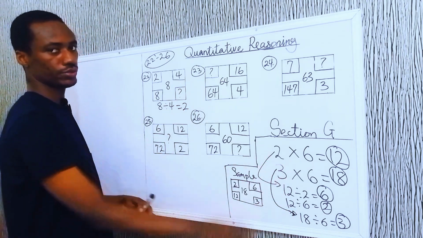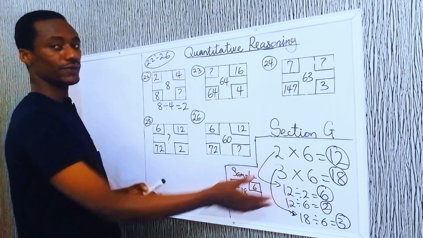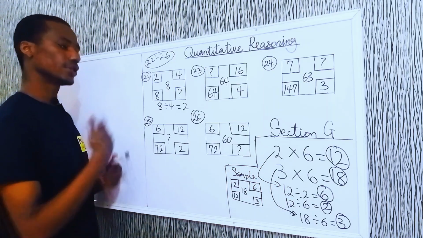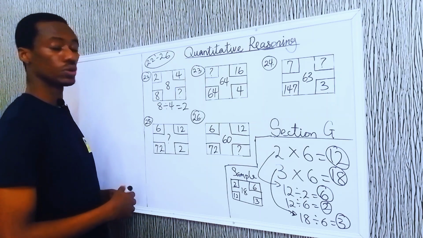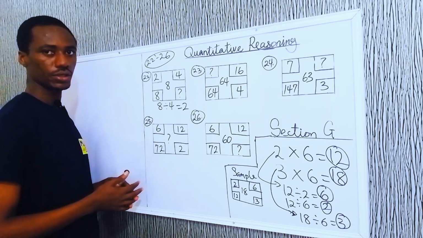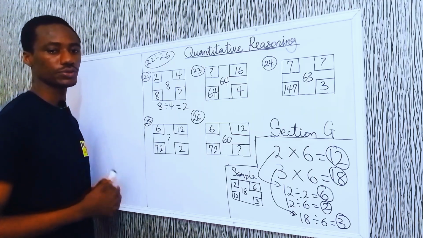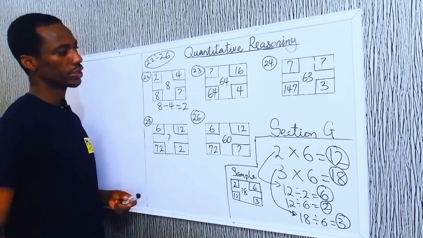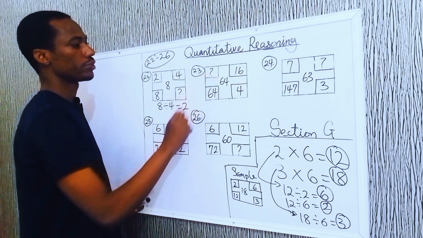So once you're able to do something like this, it now serves as your formula, right, to answer the questions. You don't also need to bring in x, y, and all that, okay, except you already have a good grasp of algebra. Okay, now number 23, we have this part missing.